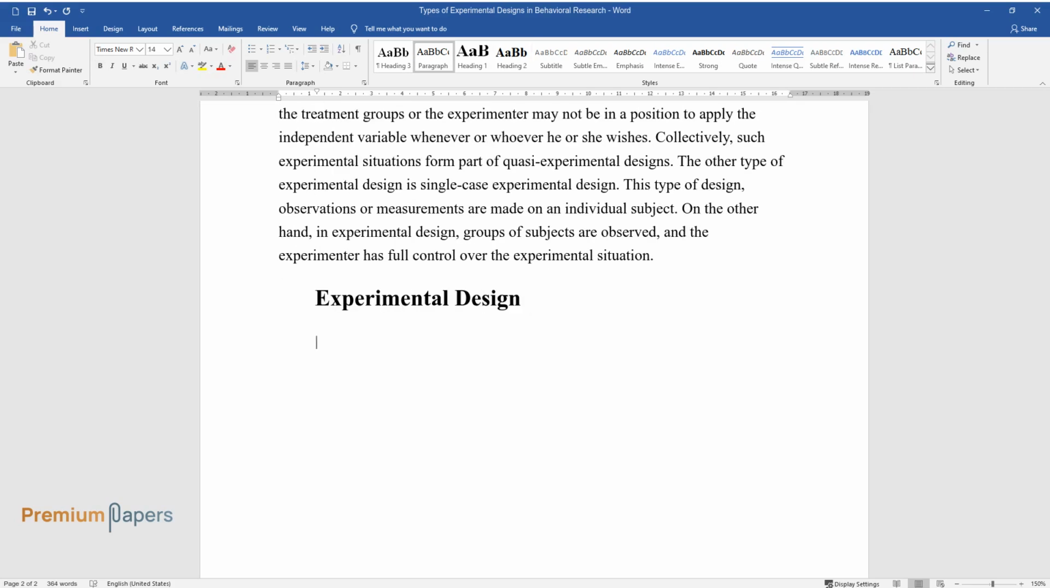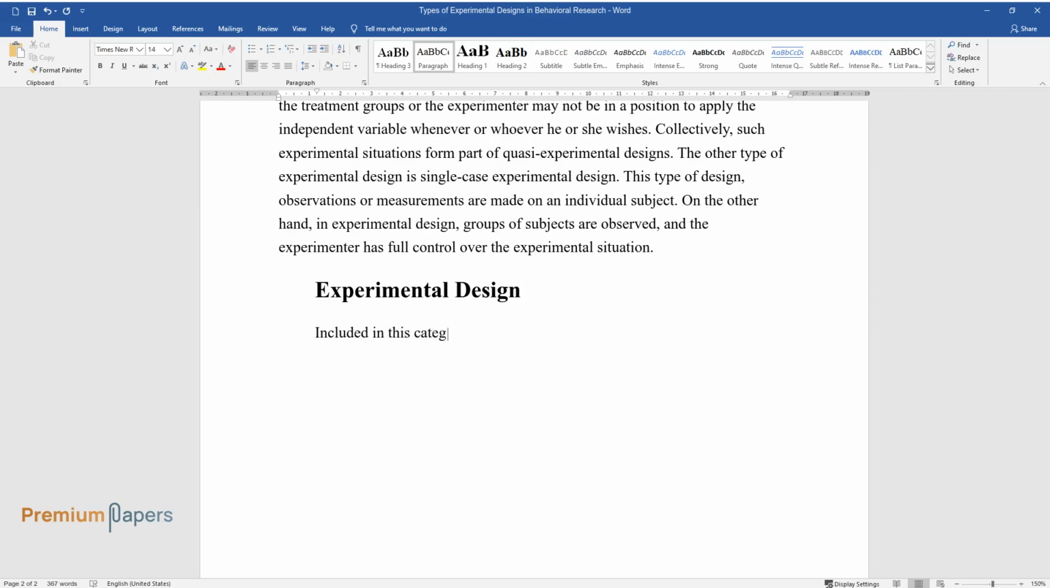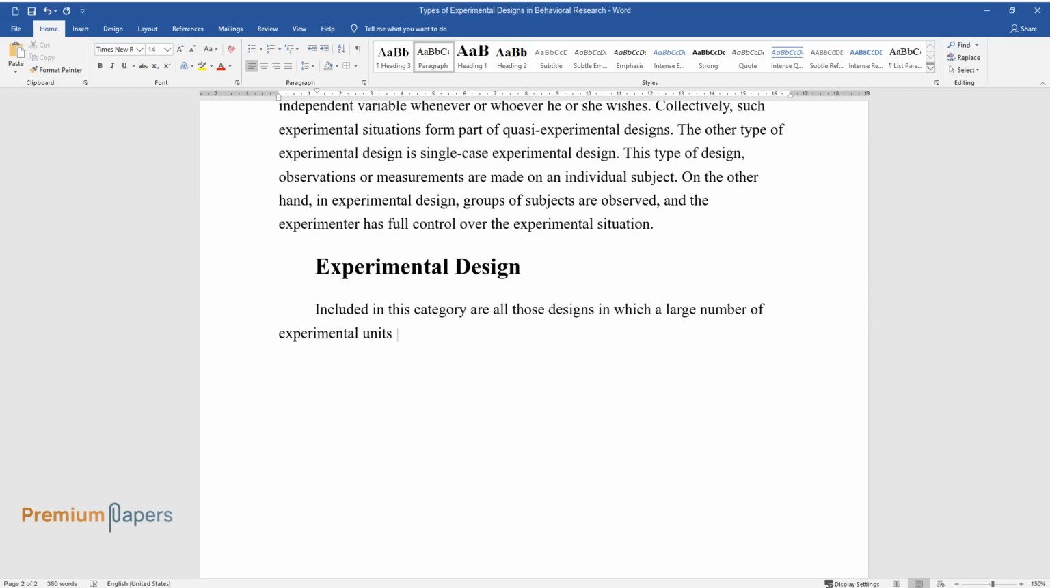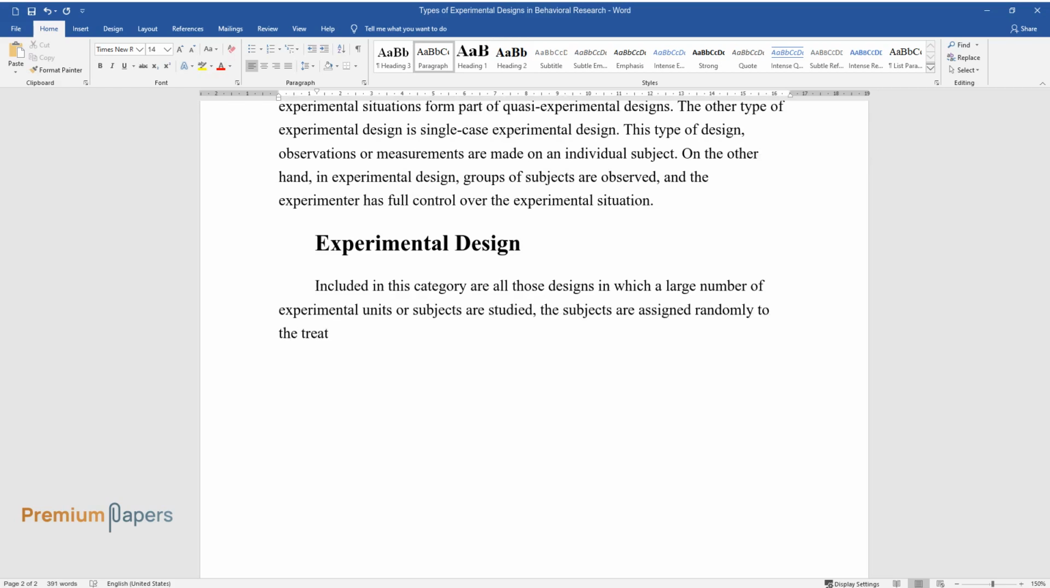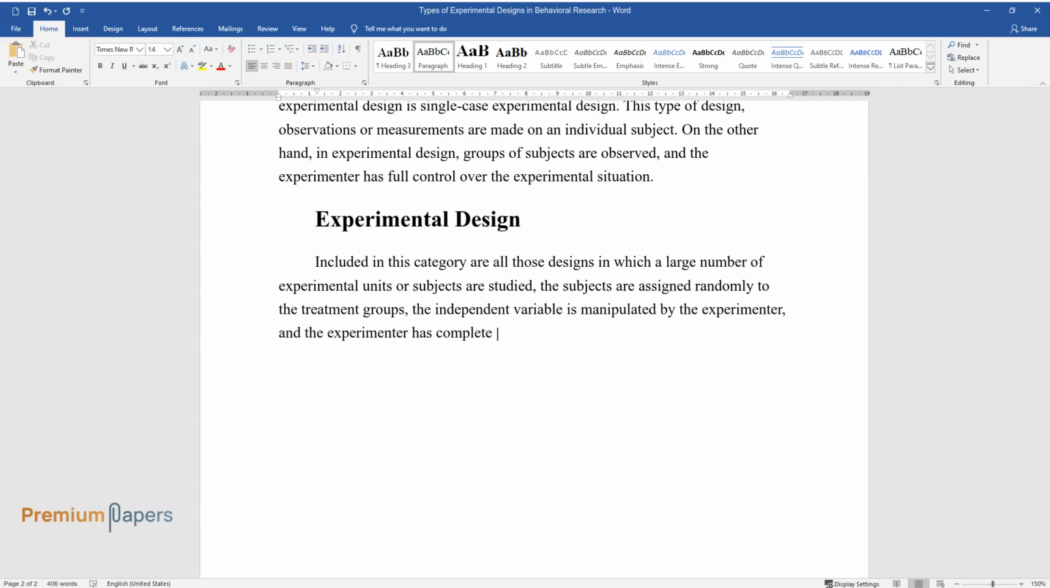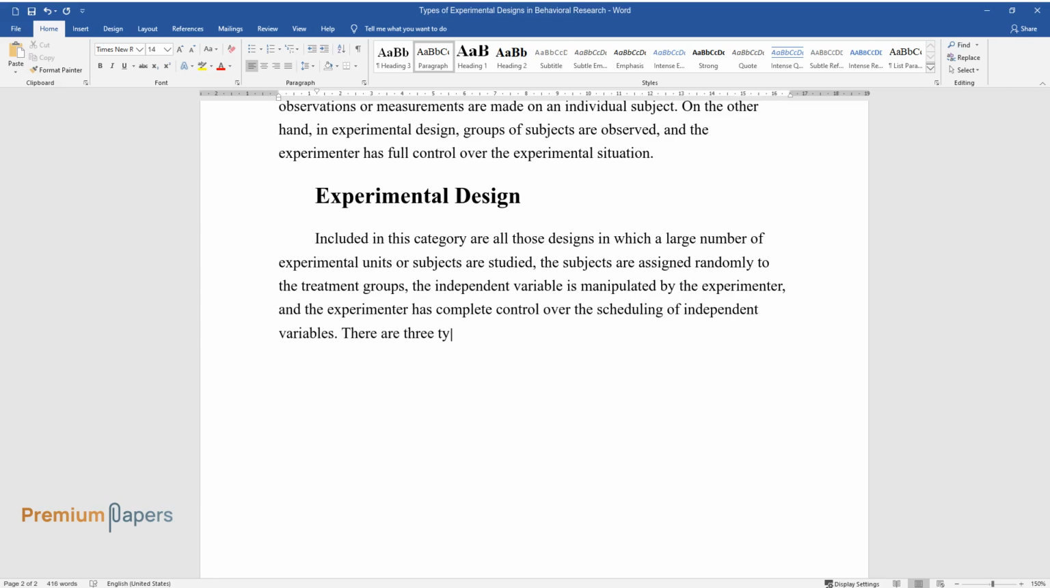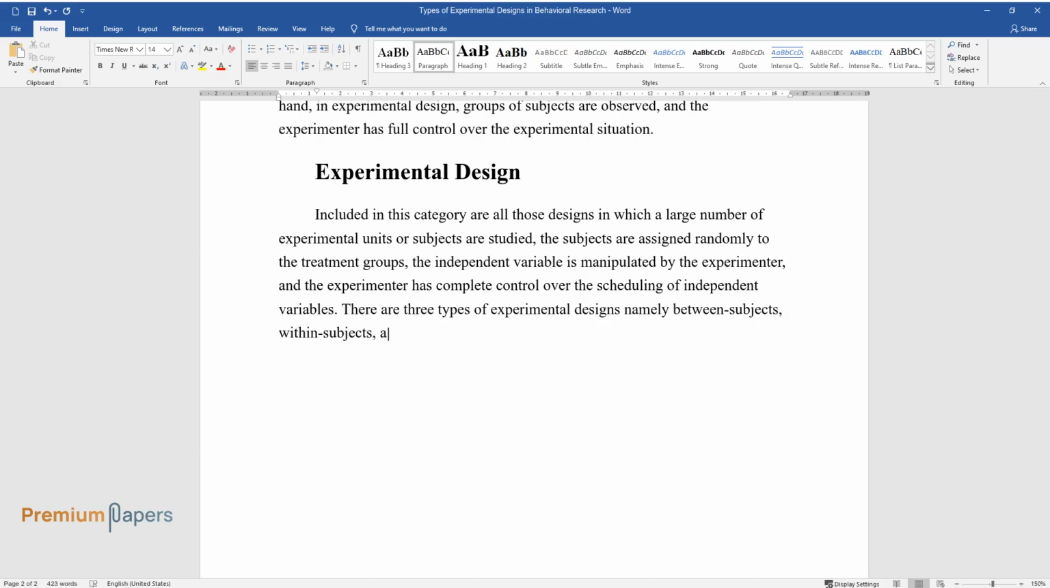Experimental design. Included in this category are all those designs in which a large number of experimental units or subjects are studied. The subjects are assigned randomly to the treatment groups, the independent variable is manipulated by the experimenter, and the experimenter has complete control over the scheduling of independent variables. There are three types of experimental designs, namely between subjects, within subjects, and mixed designs.